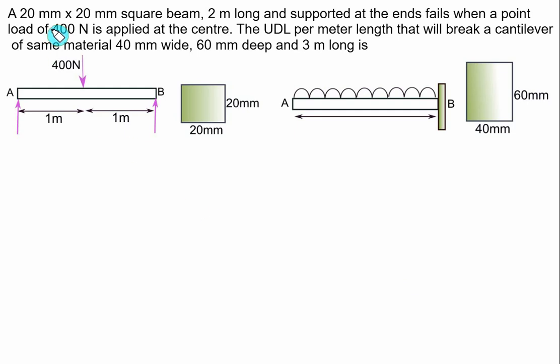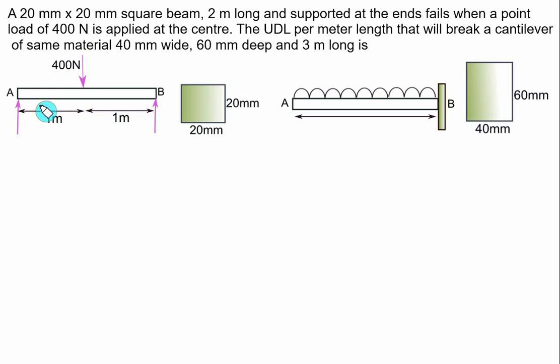A 20 mm by 20 mm square beam, 2 meters long, is supported at the ends A and B. It fails when a point load of 400 Newton is applied at the center. So this condition is given.